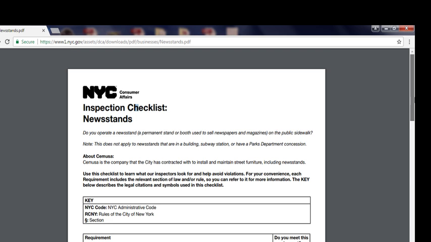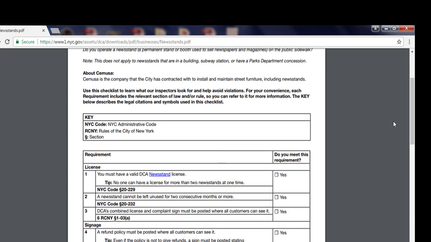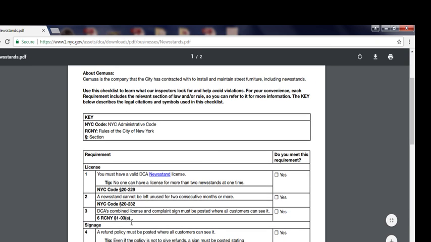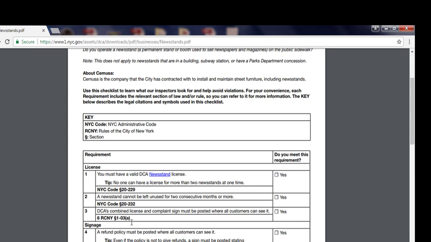So let's get started. Obviously, you must have a valid Department of Consumer Affairs newsstand license. And no one can have a license for more than two newsstands at one time. So that's one part of it. You can't have five newsstands. Obviously, you can only have two. A newsstand cannot be left unused for two consecutive months or more, which means that if you have opened up a newsstand, you can't let it be unused. It has to be active, basically.